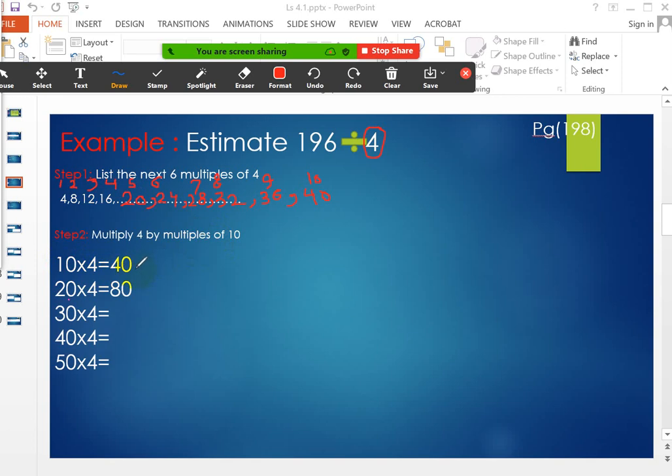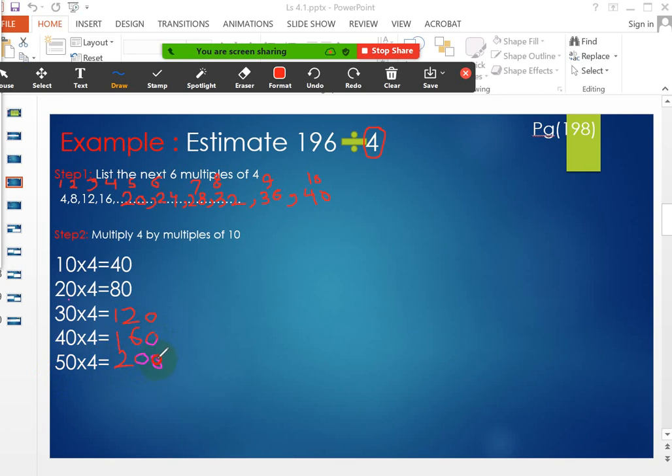This is the first multiple of 10. It's 40. Now 20 multiply 4. As we said, you have to multiply 2 with 4. It will be 8. So it will be 80. Now 30 multiply 4. You have to multiply 3 with 4. It will be 12, and put 0 next to the answer. So it will be 120. Now 40 multiply 4. You have to multiply 4 with 4. It will be 16, and put 0 next to the answer. Now 50 multiply 4. I have to multiply 5 with 4. It will be 20, and put 0 next to the answer.